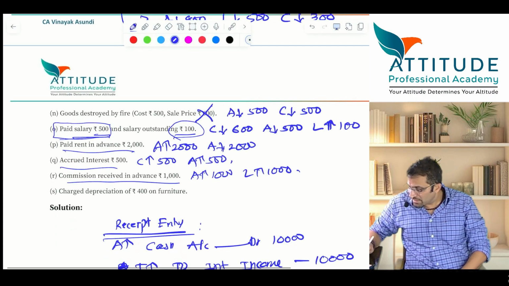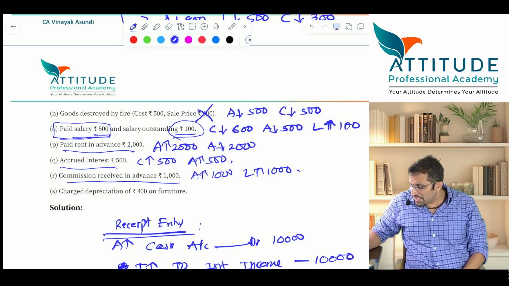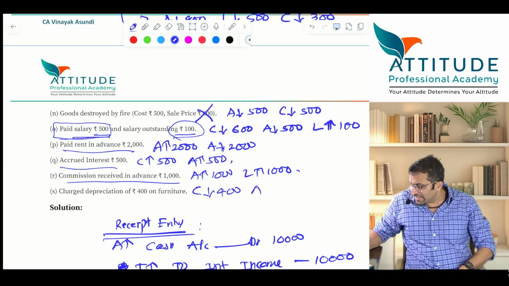Clear? Next. Charge depreciation of 400 on furniture. Depreciation expense increases means capital reduces by 400. Asset reduces by 400.